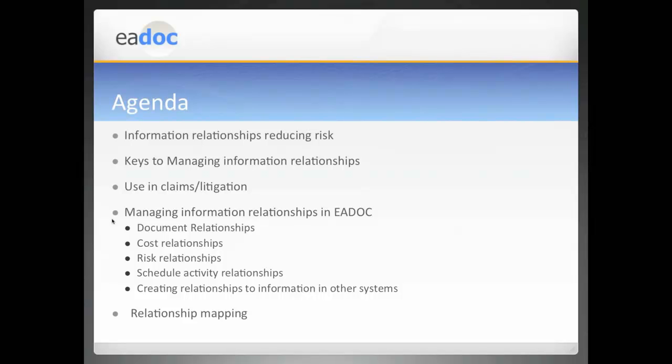We're going to talk about document relationships, where a submittal relates to specs and drawings. An issue item can relate to schedule activities. We'll talk about the cost side of it, with the potential change orders and the change orders. We'll talk about the risk relationships. How do you manage those risk items? How do you bring in those schedule activities?